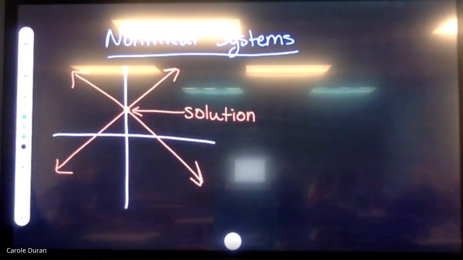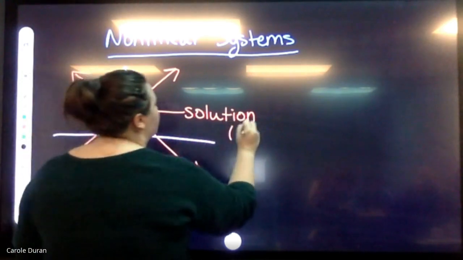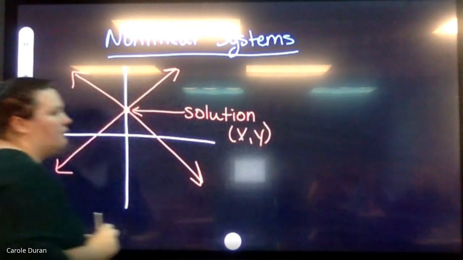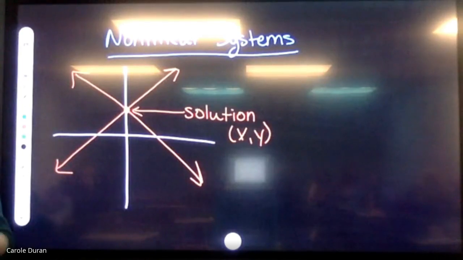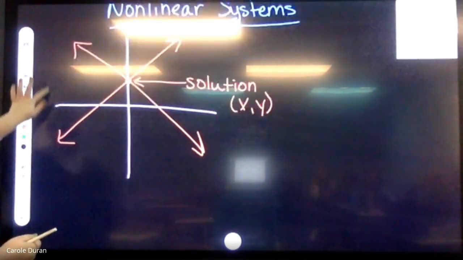But that's not always going to be true because we're not always going to have linear equations. So the first thing is when I'm talking about a solution, I'm talking about the point at which they intersect. So that's going to be some xy coordinate pair. If we have more than one intersection point, we are going to have more than one solution point. Okay? So when we're talking about nonlinear systems, I'm talking about some parabolas in there as well. So for example, if I have a parabola and a straight line, I could have two intersection points.